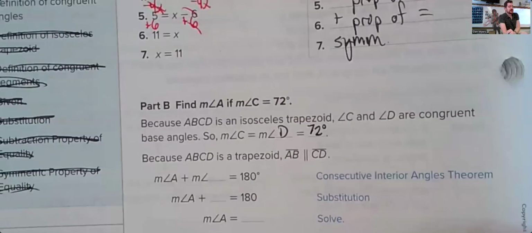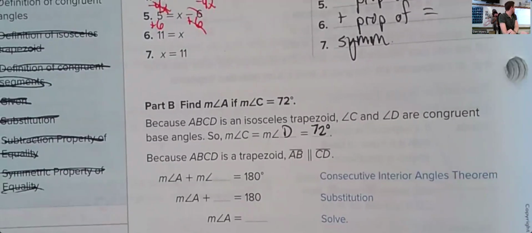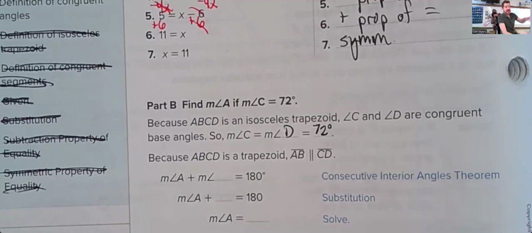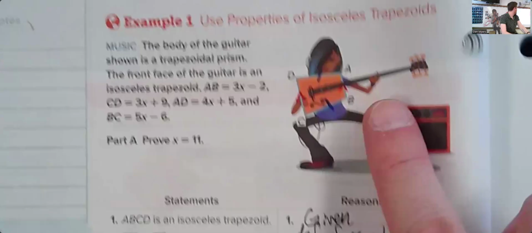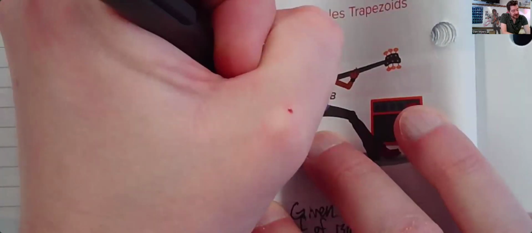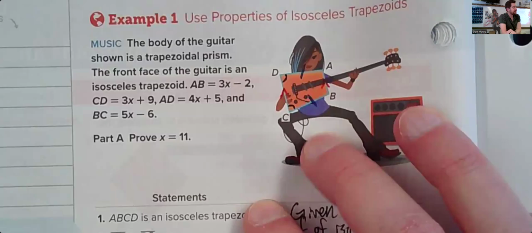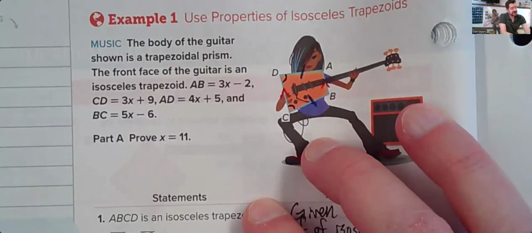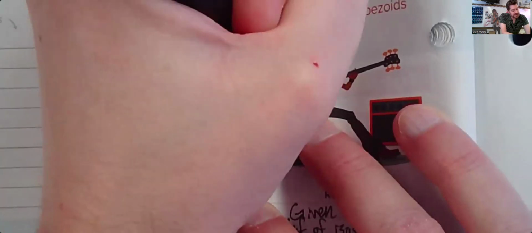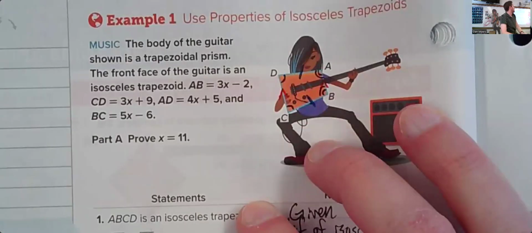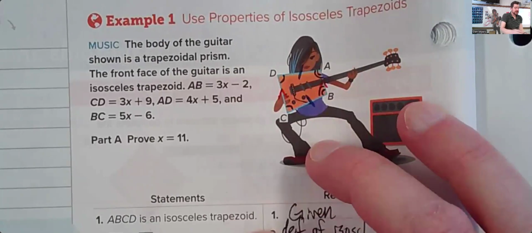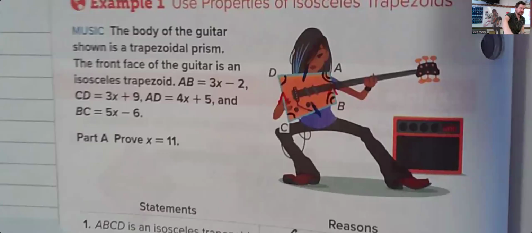72. Good. So isosceles trapezoid means that base angles that are on the same parallel line are congruent to each other. So C and D, we go back to the diagram, C right here is congruent to D right there, which also means that angle A is congruent to angle B. We're going to use that as well. So let's hop on down and see what else we got.